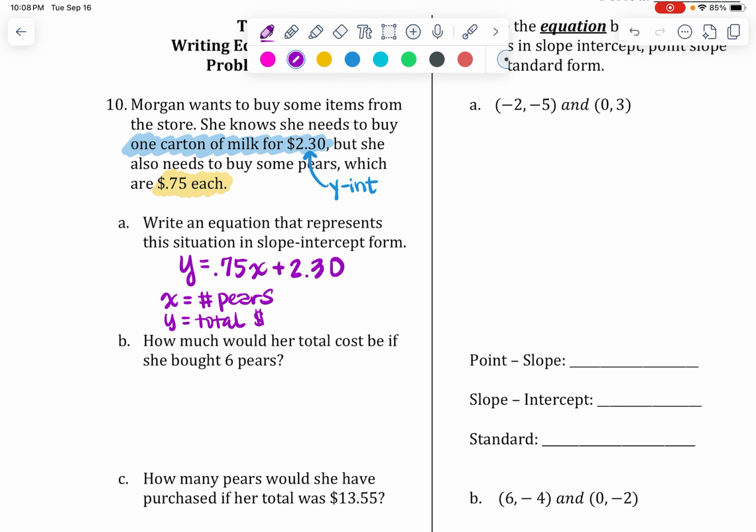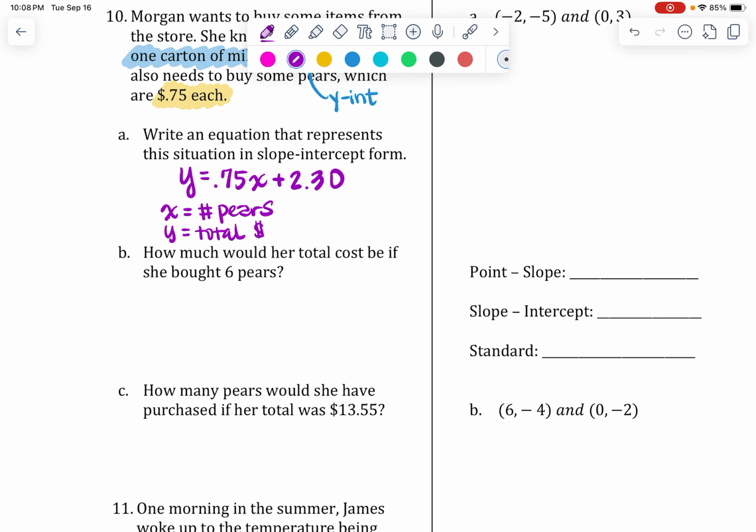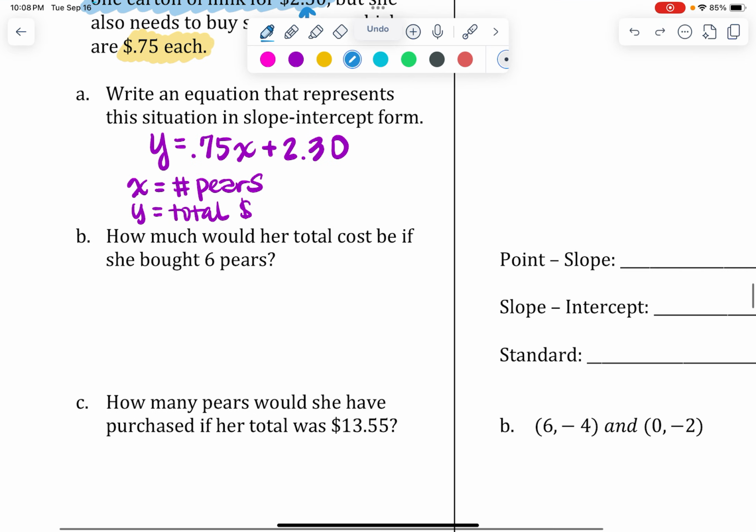All right, so now that we know the story problem or the equation, we can answer any question that we want by manipulating this equation, right? We've been doing this for the last couple of days, right? And so we should be pretty decent at this, right? It says, how much would her total be? Okay, well, total is which variable? Y.